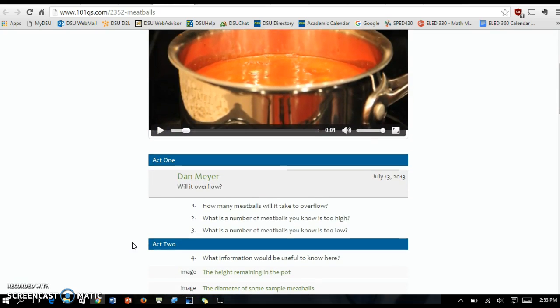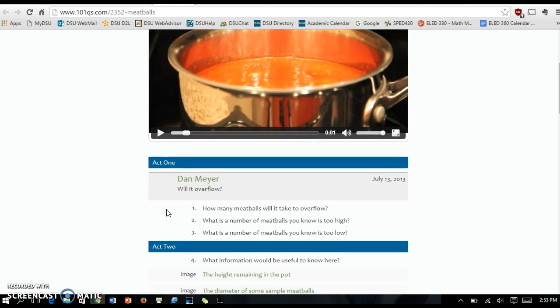Then for Act 2, it's going to be important that we talk about what kind of questions they have when they first see this. Obviously, one of the first ones is how many meatballs are going to fit in there, or how long is the pot going to overflow. So we would focus on that overflowing question.